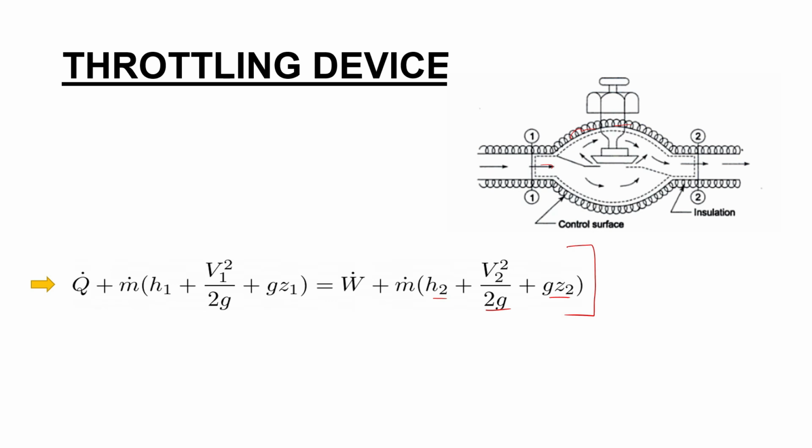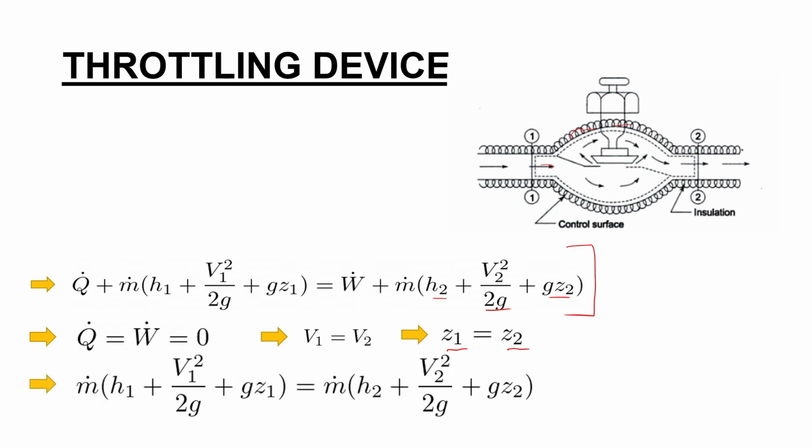So when you make the assumptions, q dot, it is not an assumption, it is for a throttling device, q dot and w dot are 0. And one assumption here is that usually in a throttling device, the inlet velocity is equal to the exit velocity. There is not much change in the velocity of the fluid. So V1 is equal to V2. And also these are at the same level, that is Z1 is equal to Z2.